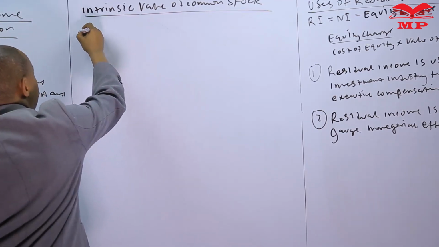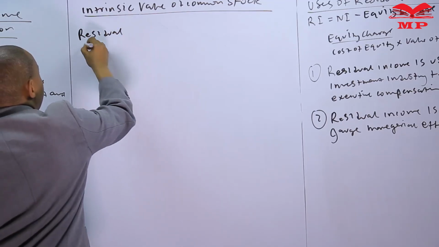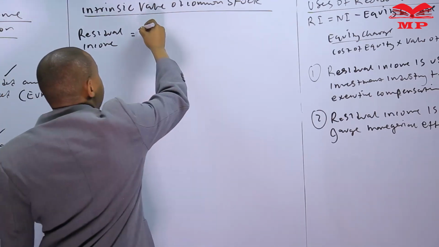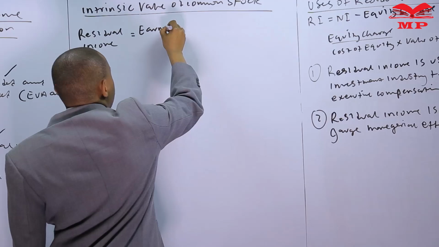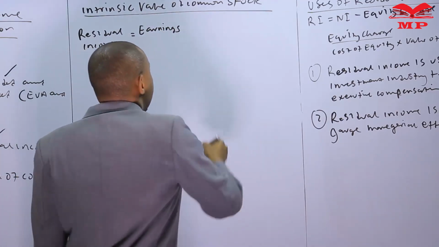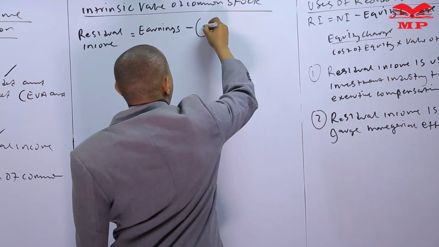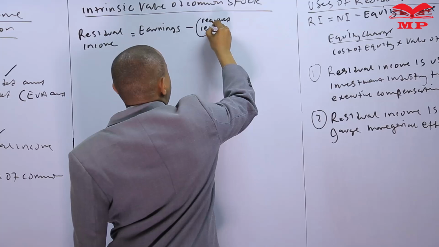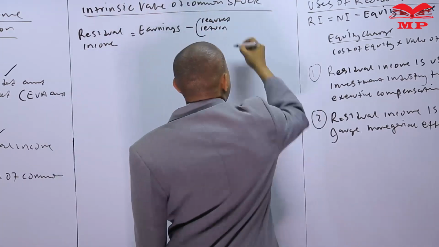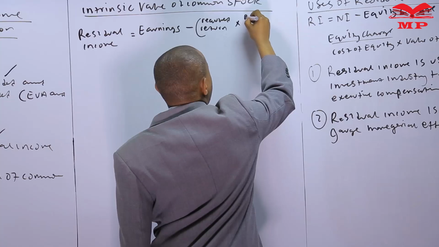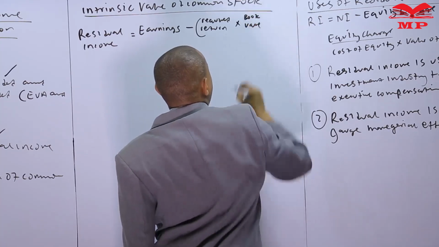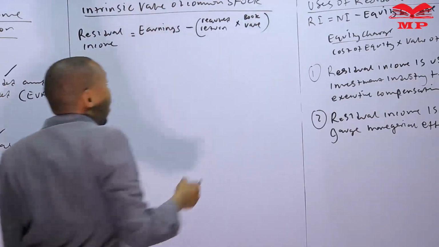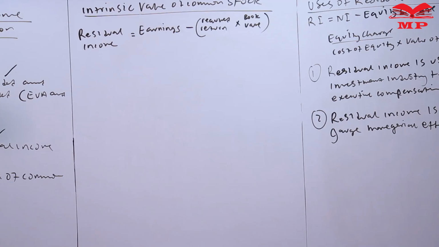So we are saying that residual income can also be gotten by getting the earnings, then you less the product of the required return and the book value. Not necessarily book value of equity, just the book value component. That is how you get another form of getting the residual income.